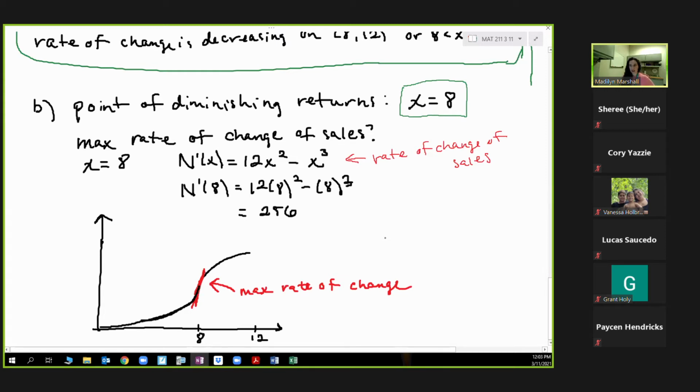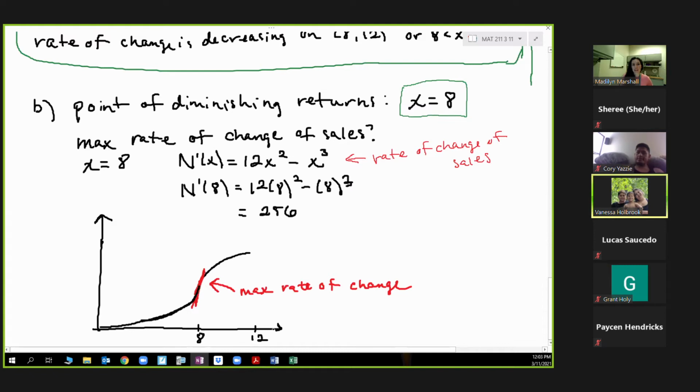What are our units on that 256? Would that be dollars? Dollars will be part of it. Rate, or whatever. What was that? Per something. I don't remember what the question was about. There is a per. Anytime we have a rate of change, it's always going to be something per something.